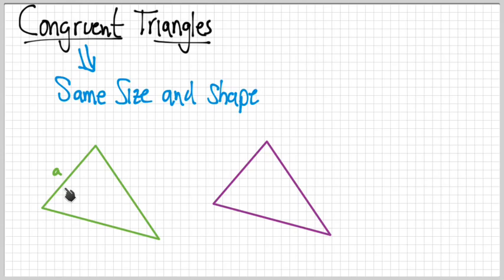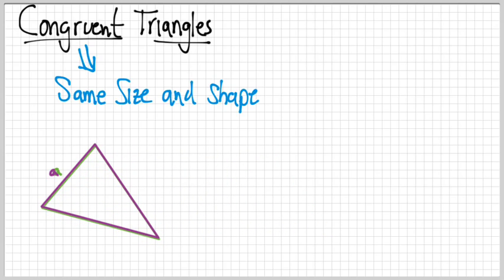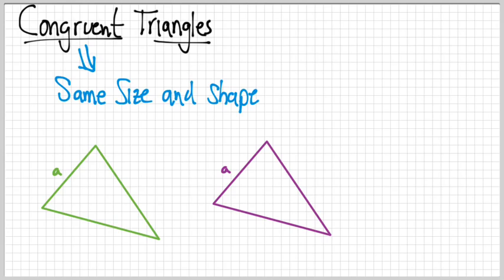Okay, I'm going to label this side A on the green triangle, and what we have with congruent triangles is what are called corresponding parts. And this side over here kind of matches up, you might say, with this side of this triangle. If I took the purple triangle and moved it over, like so, those two sides line up and you can see that they're the same. So these are sort of corresponding parts.